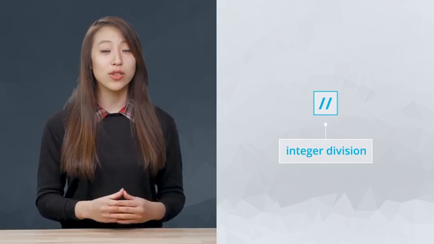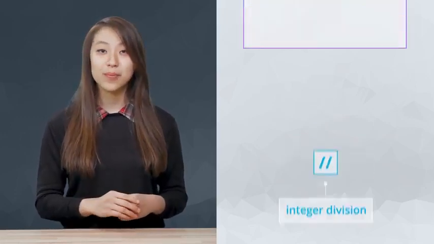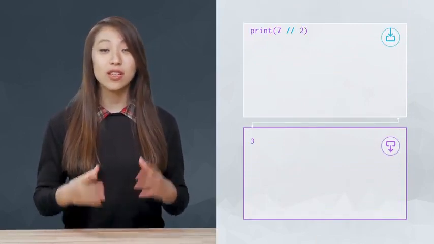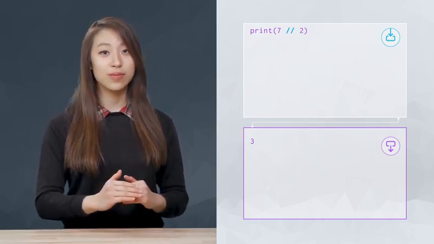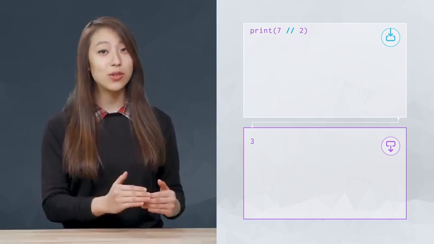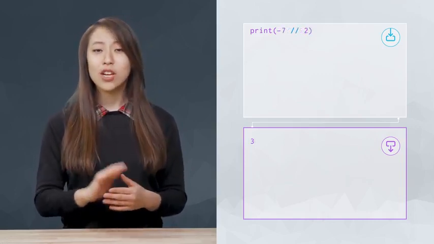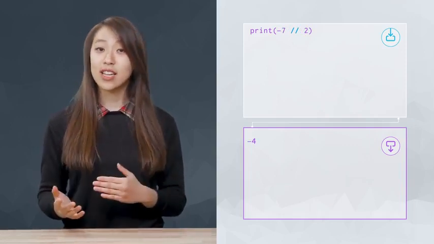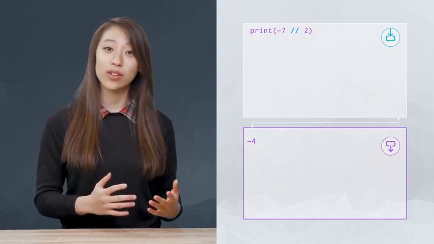You might also find use for integer division, denoted by two /. It divides one integer by another, but rather than giving the exact answer, it rounds the answer down to an integer. 7 divided by 2 is 3.5, which rounds down to 3. Notice it rounds down even if the answer is negative. In this case, negative 3.5 was rounded down to -4.